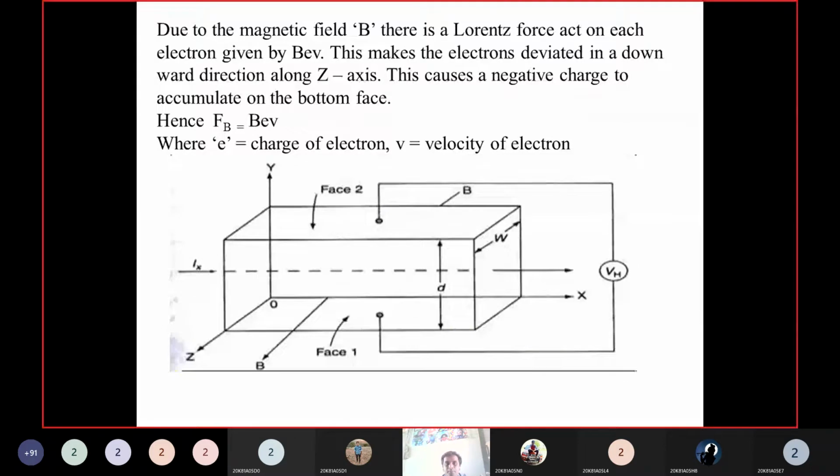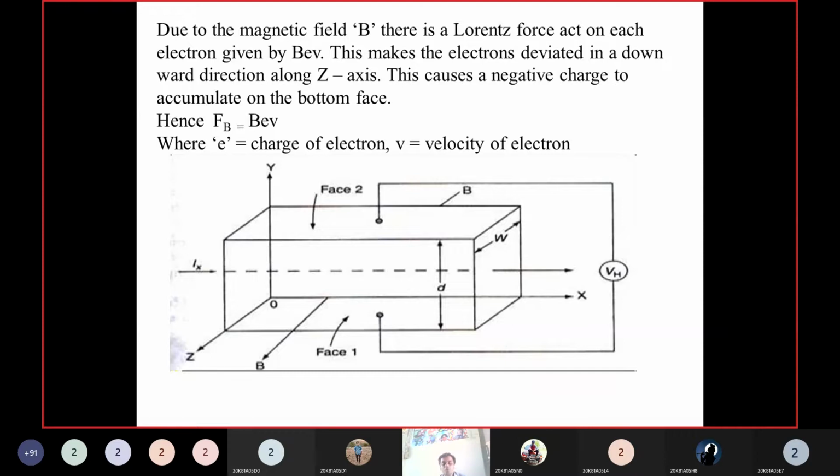Some force will act on the charge carrier, whatever the charge carrier, either hole or electron. Suppose some charge carrier is moving inside the specimen. Now if you apply the magnetic field, what happens? Some force is developed. Some force acts on the charge carrier due to the magnetic field, so the charge carrier shifts depending on the force direction.